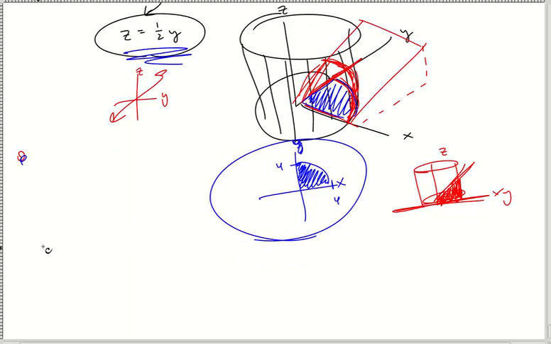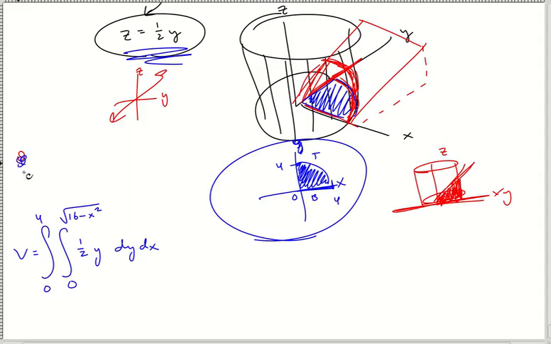And so let me show you what I'm going to do. My volume is equal to the double integral of 1/2 y dy dx. And so my top there, if you can notice, this is the top. My bottom is down here. So my bottom is 0. My top is actually the square root of 16 minus x squared. And x is going from 0 to 4. Okay. Back to black.